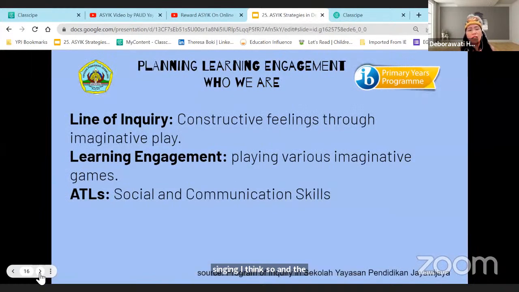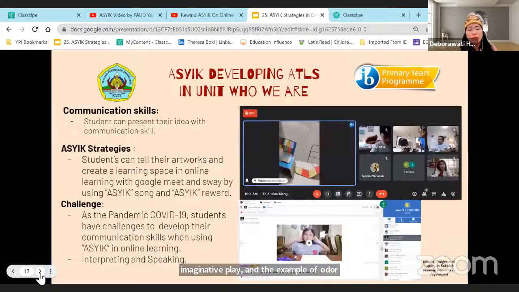And the next one, we connected with the same line of inquiry, constructive feelings through imaginative play, and the example photo. Next, Miss.